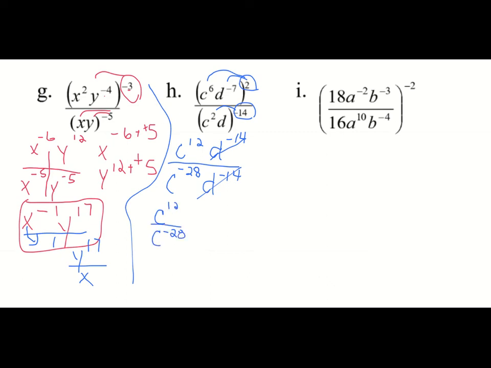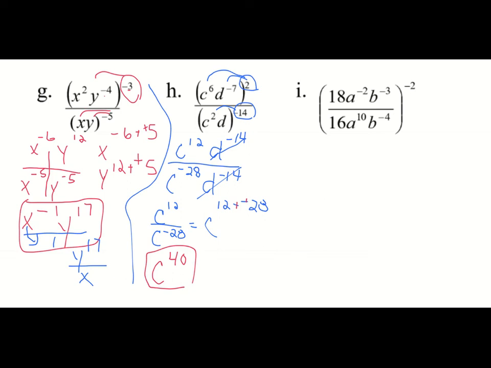So we're going to do 12 minus negative 28. So again, addition of the opposite. So we're going to end up with c to the 40th, because when you add 12 plus 28, you get 40. So that's our final answer. We got rid of that negative exponent by doing the subtraction. So we have c to the 40th power.